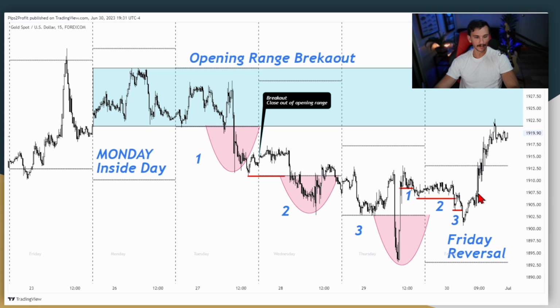And there's like a little inverse head and shoulders at the low of the day for the large scale reversal back up on a Friday. Tuesday, in this instance, closed outside of the opening range, which means the probability of a continuation on Wednesday goes up. They've made a lower low, and here we are with the continuation.